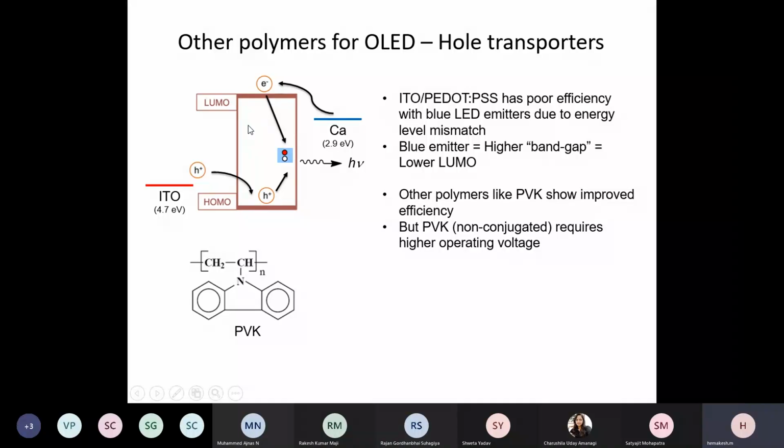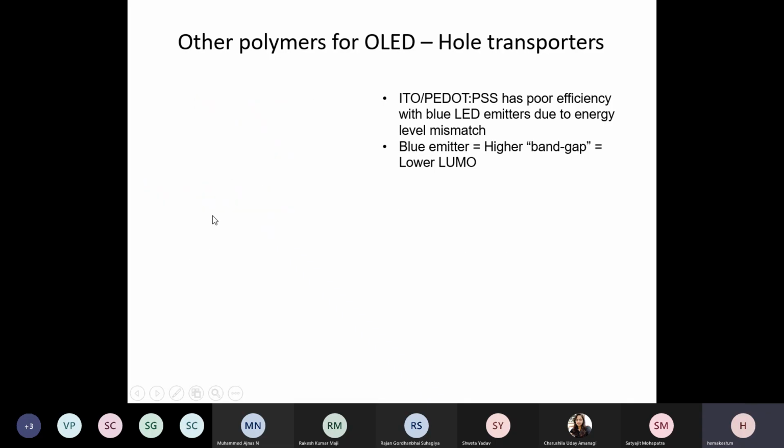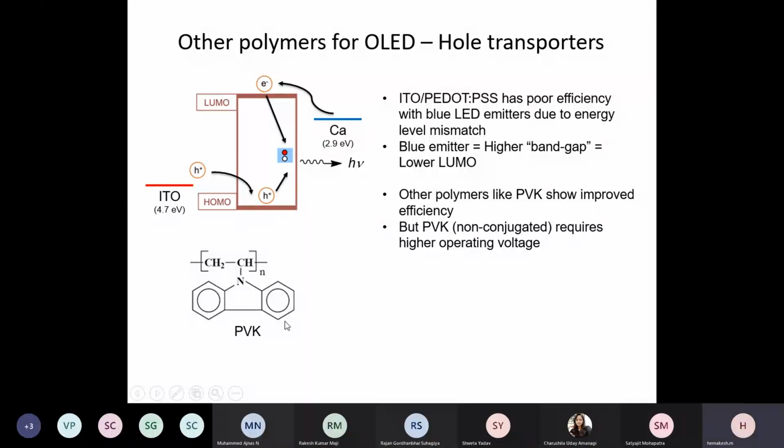And because of that, when you try to change band gap, and if you change it drastically, the efficiency of injection of hole from indium tin oxide to the HOMO of the emitter, there is more of a barrier. And because of that, instead of PEDOT:PSS, other kinds of polymers are also studied, where including these kinds of polymers helps in the injection of holes further and also increases efficiency.